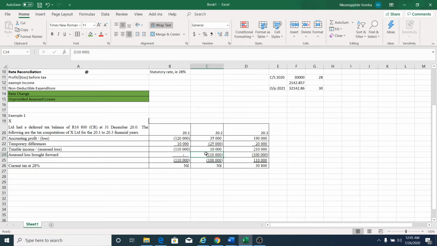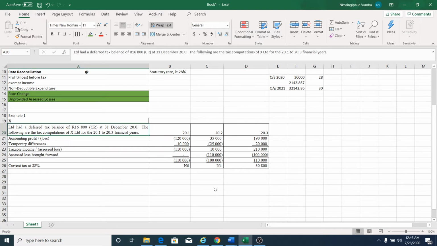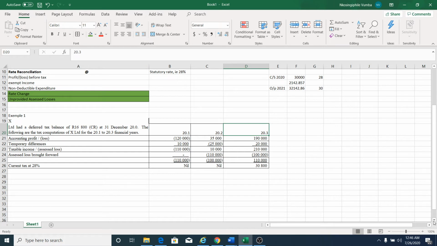Then in 20.3 at least we made a profit. So this means that the deferred tax asset for 20.1 and 20.2 should be recognized as per the standard, to the extent that we expect future profits. Let's look at the example. XLTD had a deferred tax balance of 16.8, a credit balance, which is a deferred tax liability, as at 31st December 20.0. And these are the tax computations for 20.1 to 20.3.